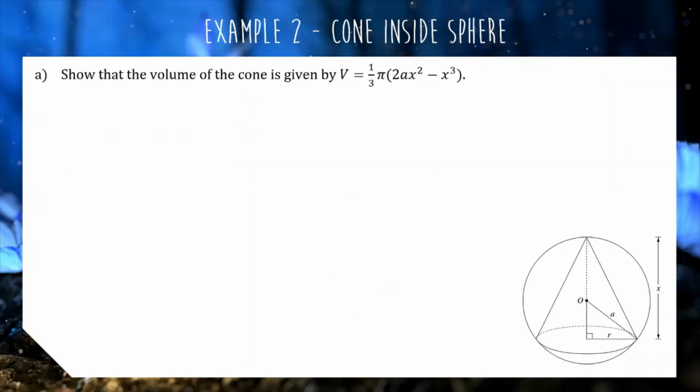Okay, so we're going to do the first part, which is showing that the volume of the cone is given by this expression. First thing we need to know is that the volume of any cone is 1/3 of the base area, which is pi r squared, multiplied by the height.